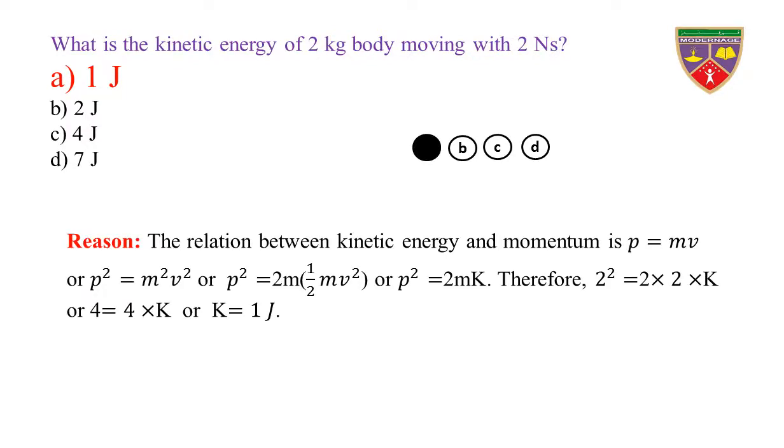Reason: the relation between kinetic energy and momentum is P is equal to mv, or P square is equal to m square v square, or P square is equal to 2m into 1 by 2 mv square, multiplying the right hand side by 2 and also dividing the same side by 2. We get P square is equal to 2mK. Therefore, 2 square is equal to 2 into 2 into K, or 4 is equal to 4 into K, or K is equal to 1 joule. Hence, the kinetic energy of the body is 1 joule.